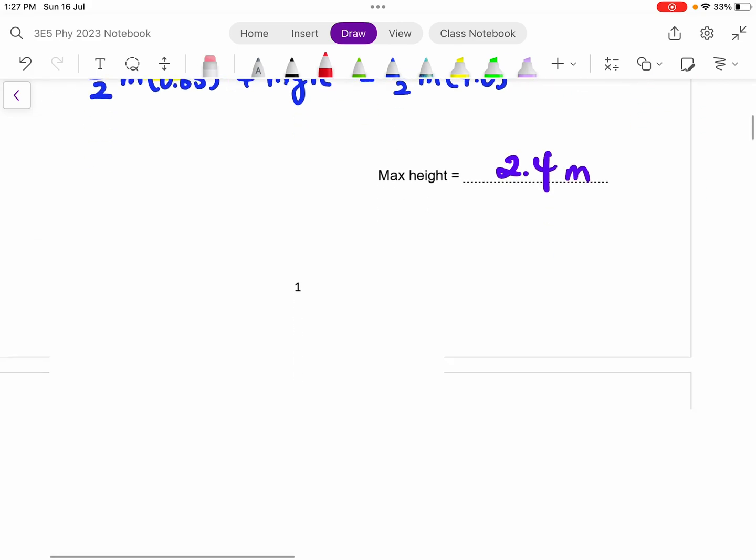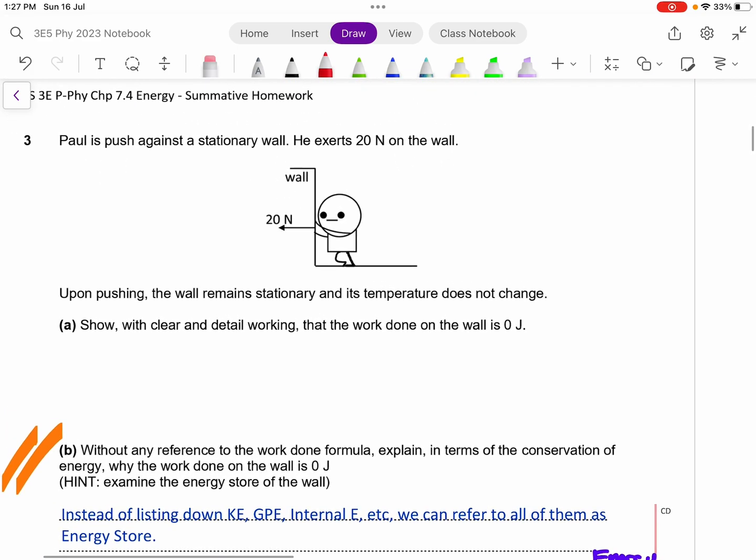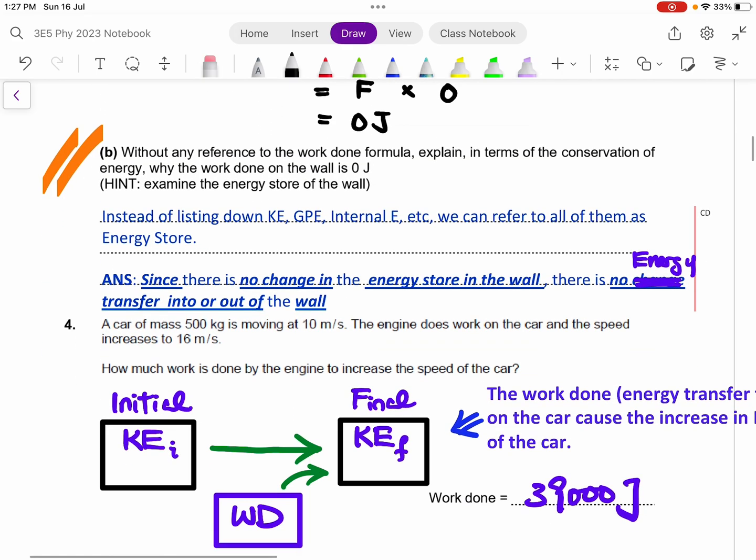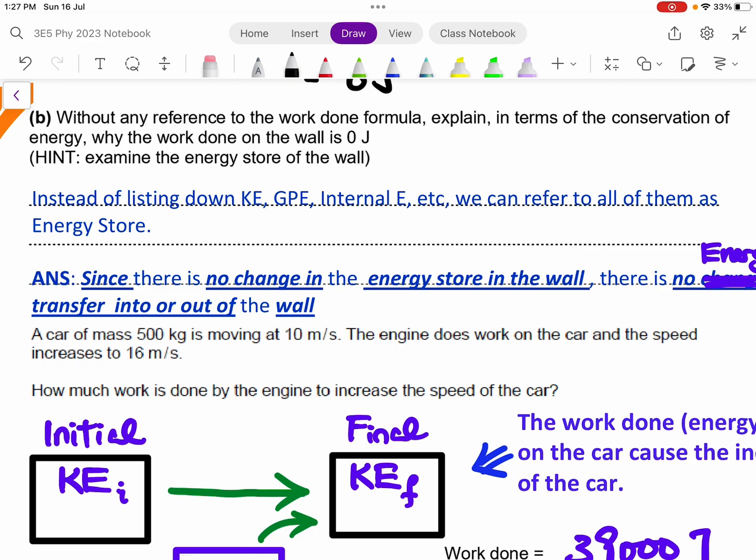There's no point. Okay, following that, we have question 3a, where many of you are able to show by calculation that the work done by the pushing force, when you multiply by the parallel distance, since the distance is 0, no matter what you multiply, you will get 0 joules at the end. But some of you are struggling to explain without any reference to the work done formula. How do I explain that the work done on the wall is 0?